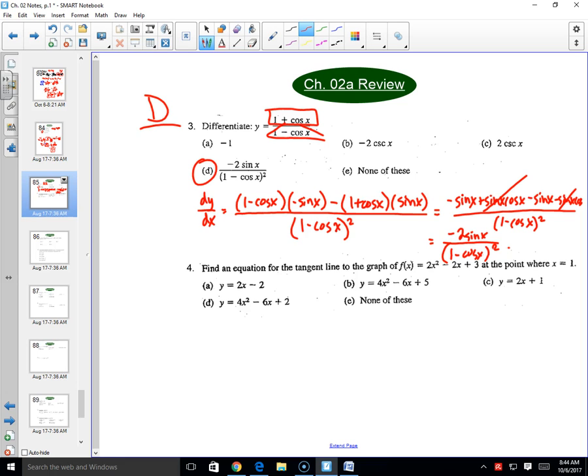Just a warning with trig. They could give you an initial answer that's a little bit off. Doesn't mean go straight to none of these. Go see if you can simplify with properties. I thought that was one of those, but it wasn't. They gave you the nice answer that came straight out of your quotient.